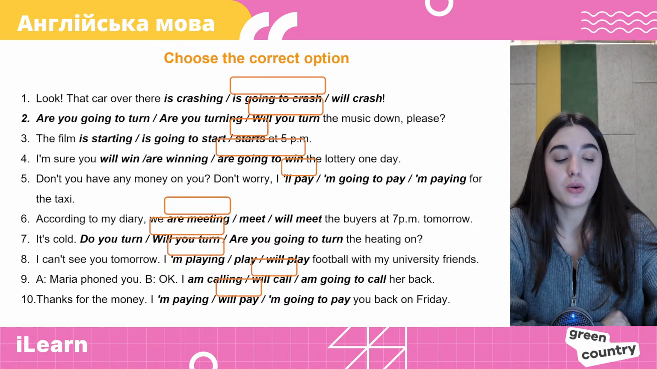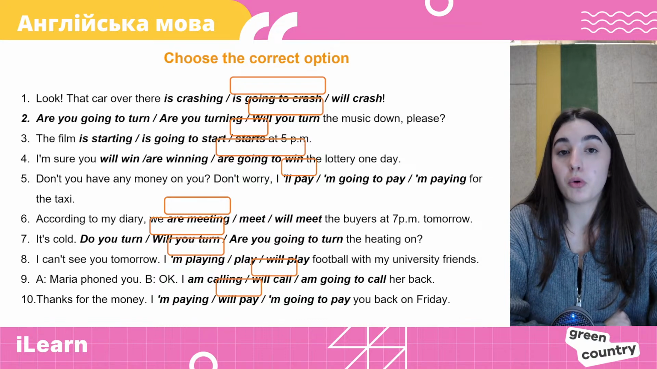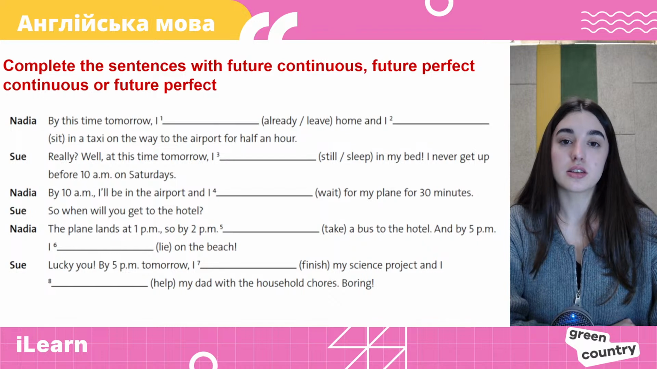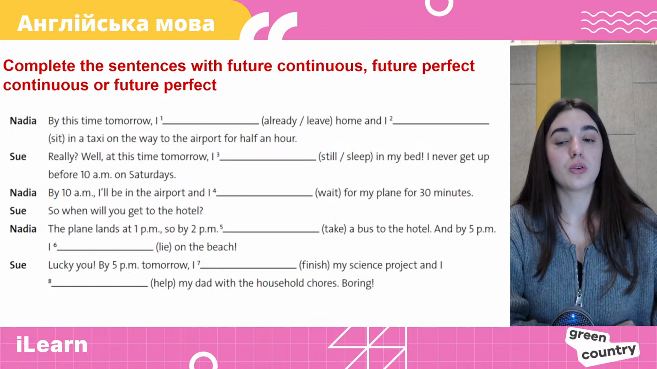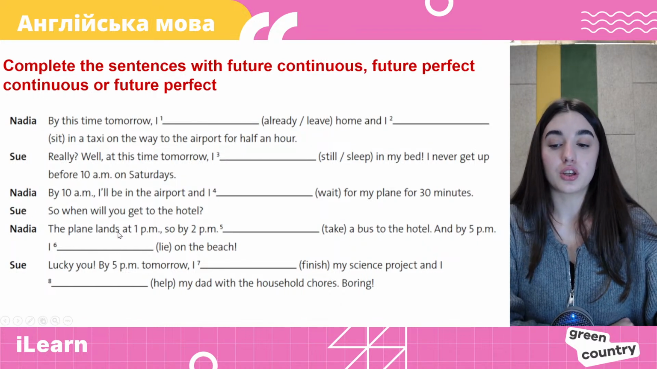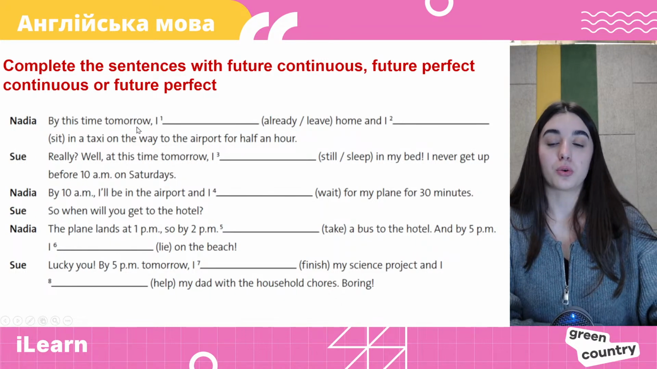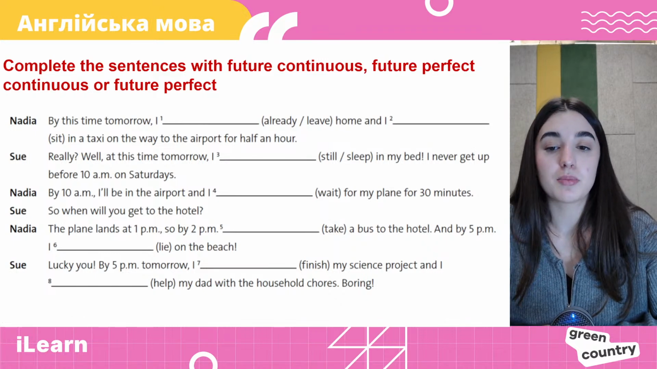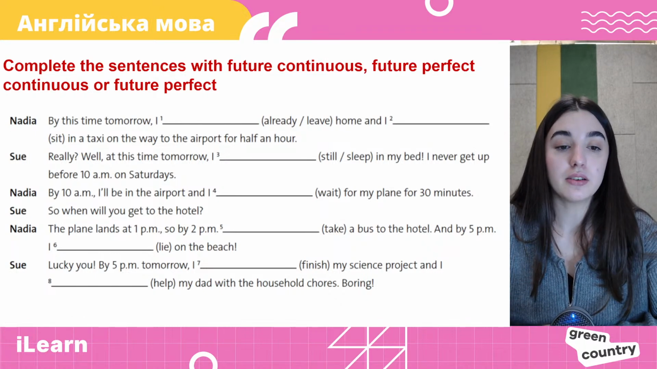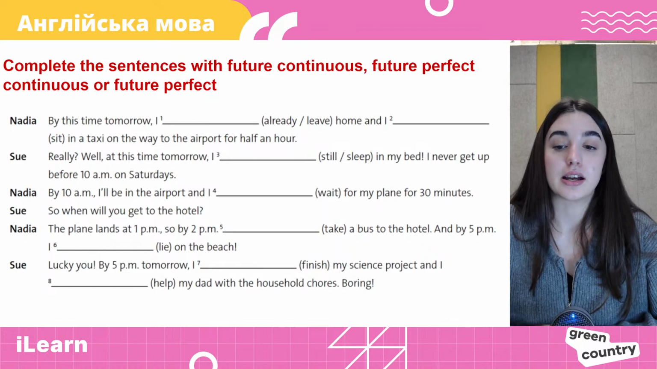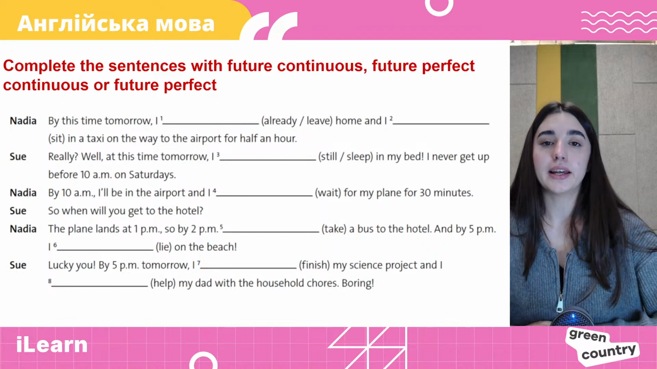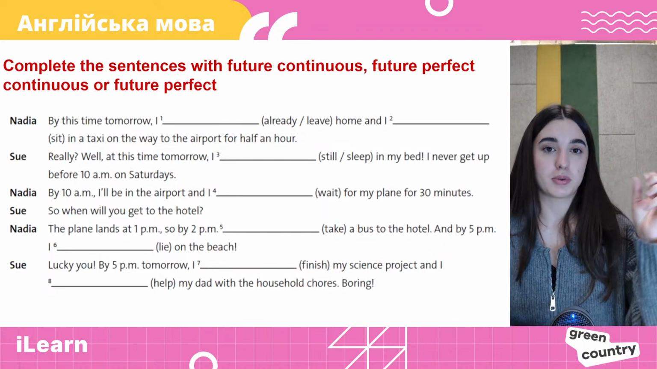Okay, now we're going to move on to have more practice today, and we are going to work now with future continuous, future perfect continuous, or future perfect. So there you have got 8 gaps that you need to complete. So let's start with number 1, and we have here: by this time tomorrow, I already leave home and I sit in a taxi on the way to the airport for half an hour. Let's write these 2 gaps.